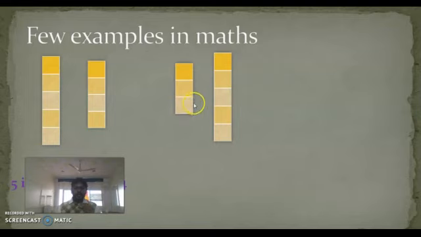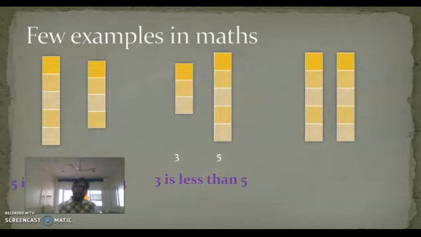Next, taking another group, again count in the same manner: 1, 2, 3. Taking the other group: 1, 2, 3, 4, 5. 5 boxes. Now, how to write this? 3 is less than 5, because there are 3 boxes here and in this object 5 boxes. So 3 is less than 5.